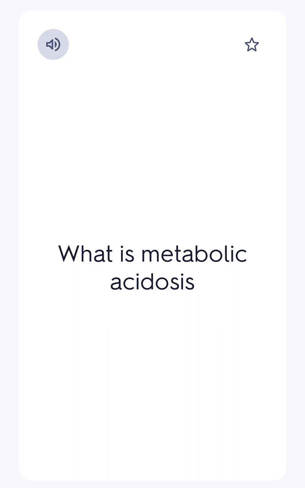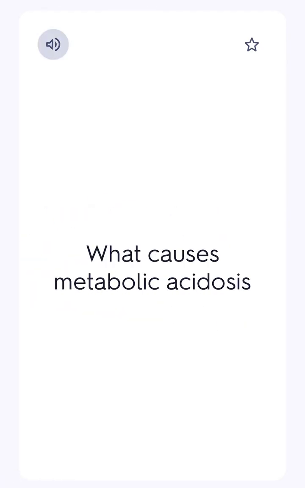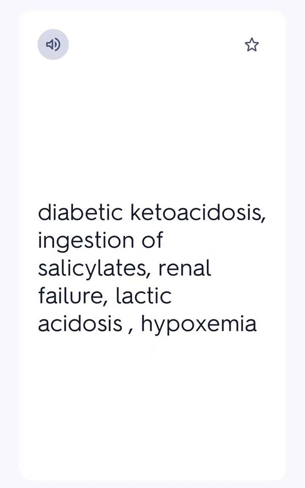What is metabolic acidosis? When too many H+ ions are not being secreted and are building up in the body, decreasing pH. What causes metabolic acidosis? Diabetic ketoacidosis, ingestion of salicylates, renal failure, lactic acidosis, hypoxemia.